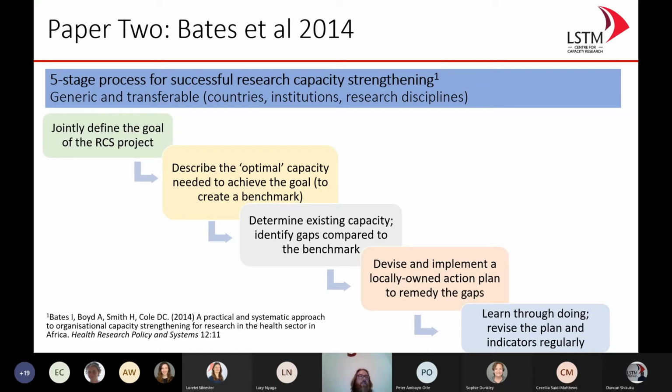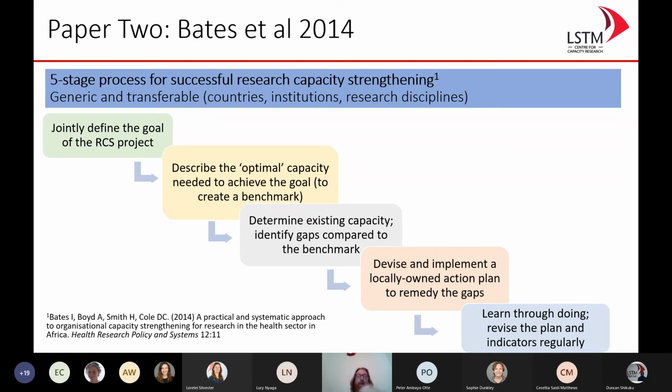So step 1 is identifying the problem. Step 2 is identifying the sort of ambitious targets. Step 3 is benchmarking where you actually are against that target. And then based on that, in step 4, you'll develop a bespoke plan to address that gap that you've identified. And in step 5, basically a quality assurance cycle, you are reviewing progress, learning from your process of trying to resolve that gap.